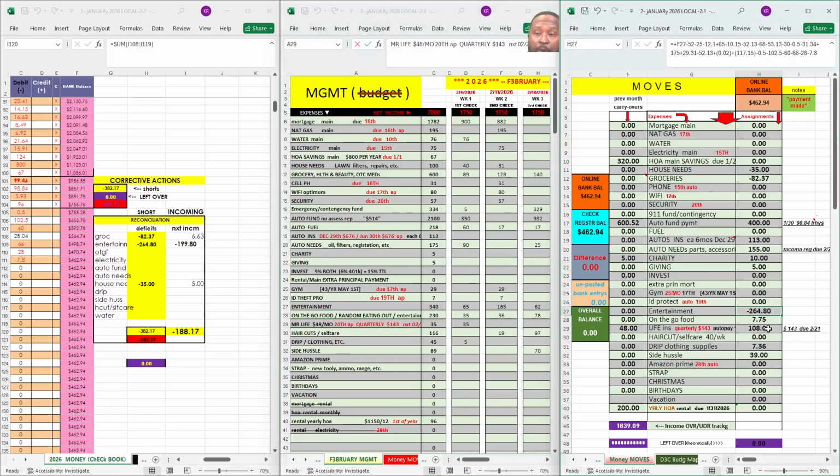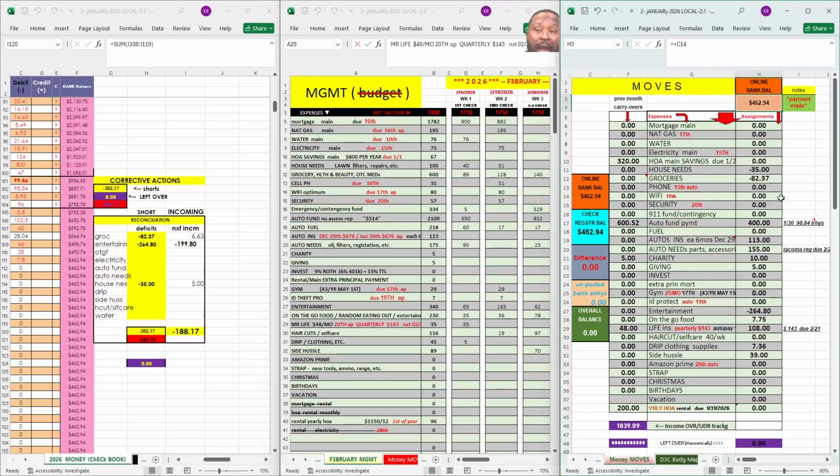So yes, I'm going to roll over this 264 and $80 negative into next month. Just like I'm going to take over this whole 462.94, I'm going to move the expenses with it.